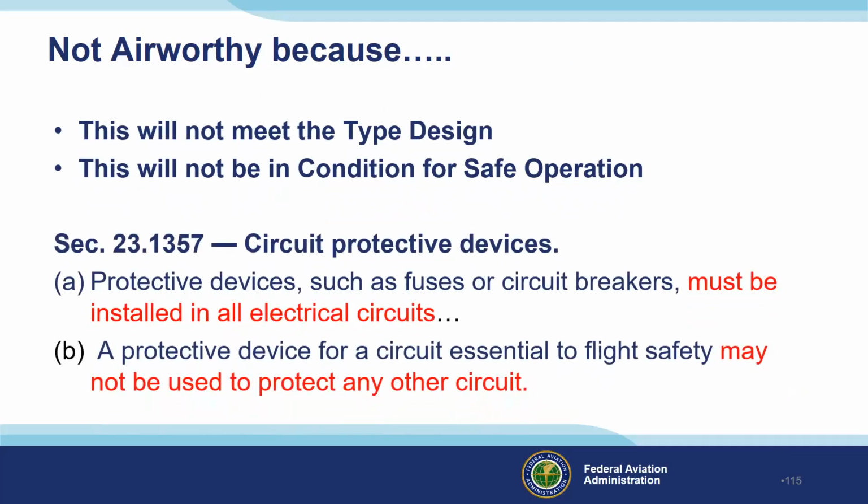And here's the certification basis, the rule. One, you have to have a circuit protection device in all electrical circuits. That doesn't mean put them all on one circuit breaker. And also, if it's essential for flight safety, it cannot be used to power other circuits. So, you know, flaps, pretty essential for flight safety if your flaps don't work. So it should not be attached to the flap circuit breaker. Only the flaps should be attached to the flap circuit breaker.